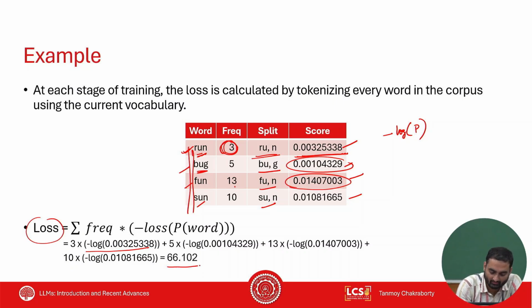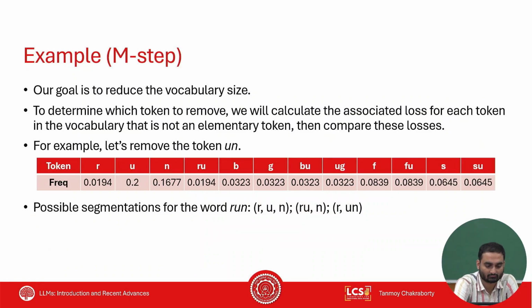Now, the current log loss is 66.102. As I mentioned, we will use the EM algorithm. If you do not know what EM is, let's forget about EM. Let's assume that there are two steps, the M step and the E step. Okay, so what is the goal now?